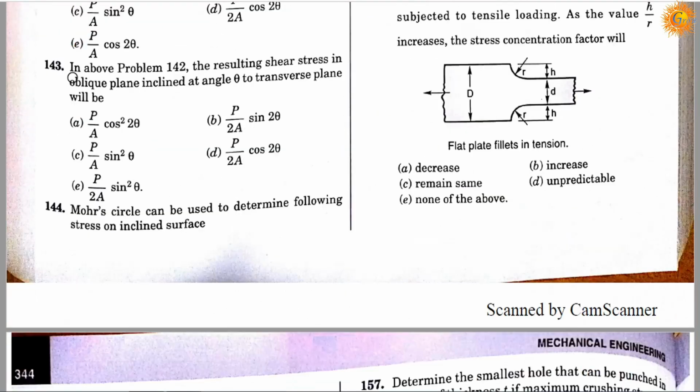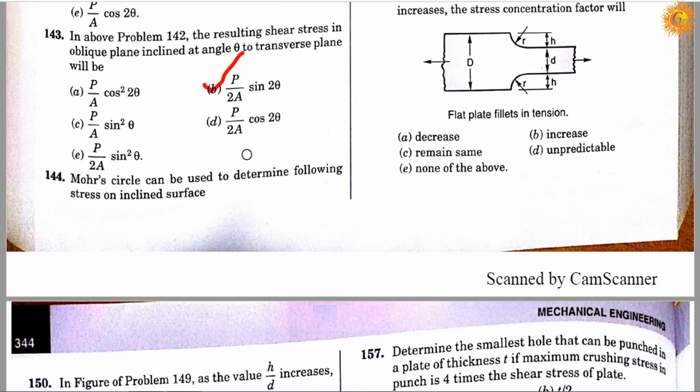Question number 143. In above problem 142, the resulting shear stress in oblique plane inclined at the angle theta to transverse plane will be option A, P upon A into cos square 2 theta. Option B, P upon 2A sin 2 theta. Option C, P upon A sin square theta. Option D, P upon 2A cos 2 theta. Option E, P upon 2A sin square theta. Correct answer is B, it will be P upon 2A sin 2 theta.